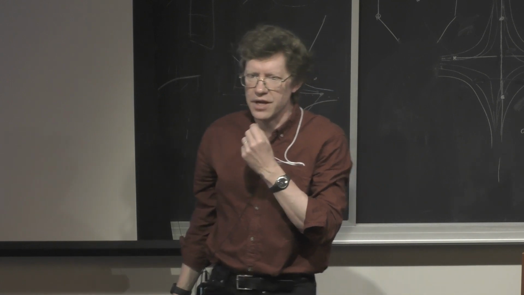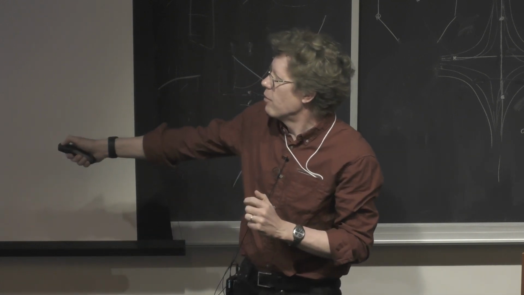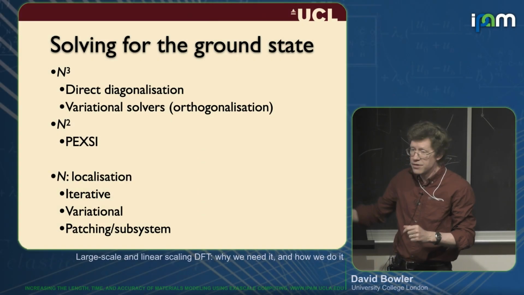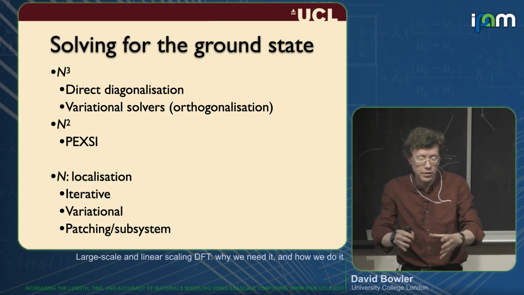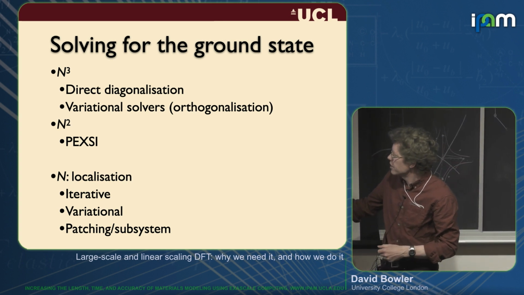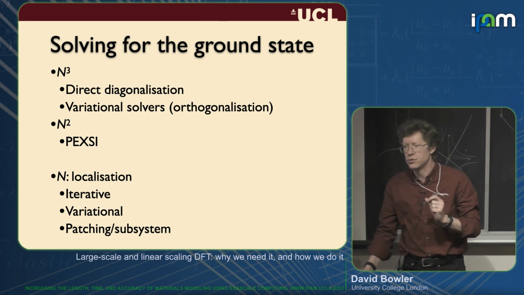So how do we find the ground state, and what kind of scaling is there? Obviously, the standard approaches are n-cubed, and generally that divides into either direct diagonalisation, take the Hamiltonian, dump it into ScaLAPACK or LAPACK, get the answers, or variational solvers where the orthogonalization is what kills you.